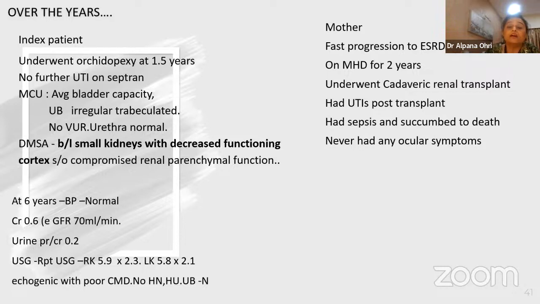This child, when last seen about 6 years of age, his BP was still normal. His creatinine had improved to 0.6, translating into a GFR of about 70 mL. Protein creatinine ratio was 0.2. And kidneys had grown in size from the previous values. Although they were hypoplastic, they were growing, but they were still less than -2 SDs. There was no hydronephrosis or hydroureter, which could be seen at 6 years sonography.